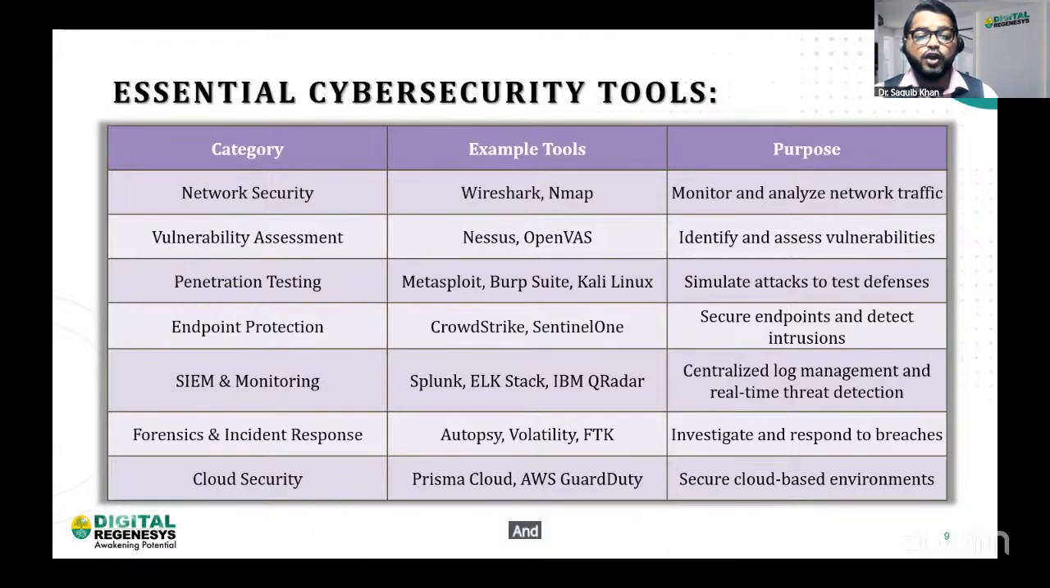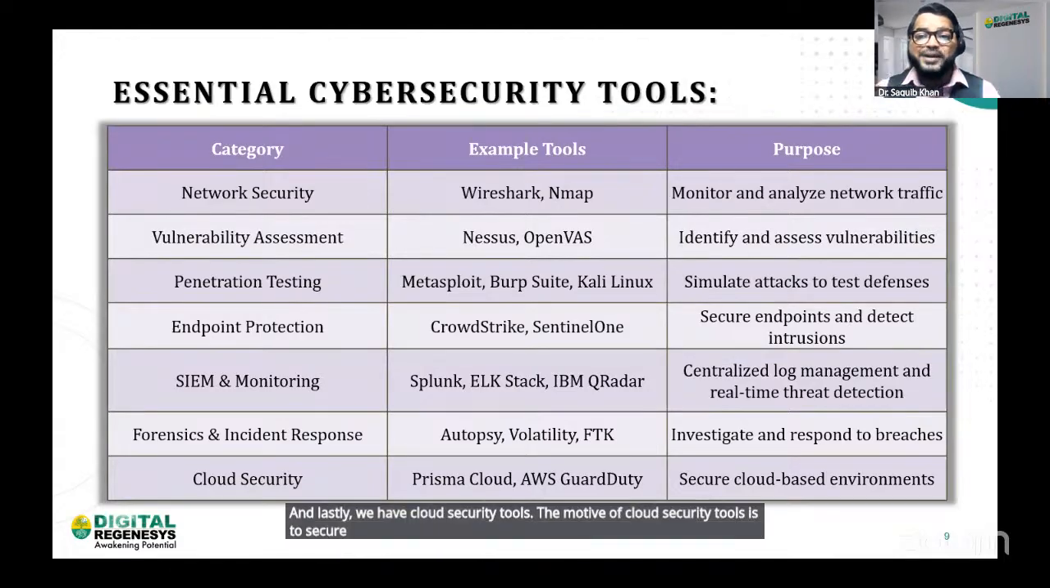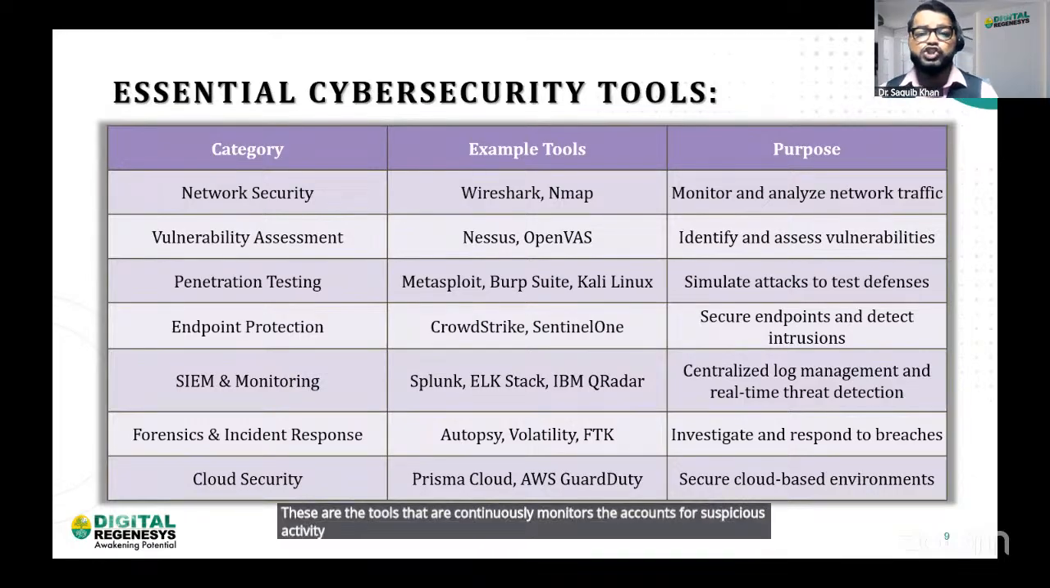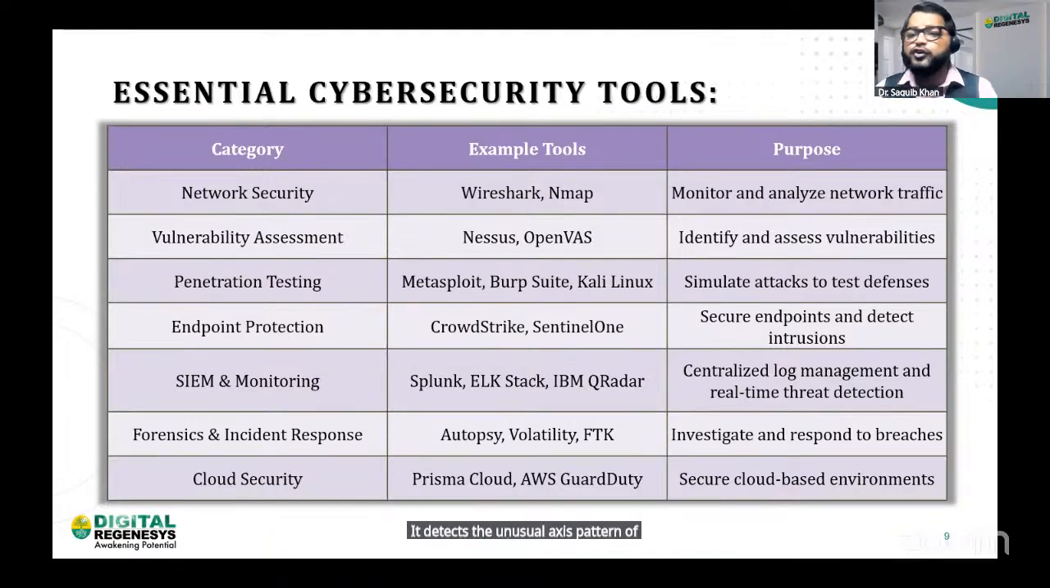And lastly, we have cloud security tools. The motive of cloud security tools is to secure the cloud-based environment, to monitor configurations, and most important, to detect threats in real time. So Prisma Cloud and AWS GuardDuty are tools that continuously monitor accounts for suspicious activity or malicious behavior. They detect unusual access patterns and data transfers in the cloud environment, right?